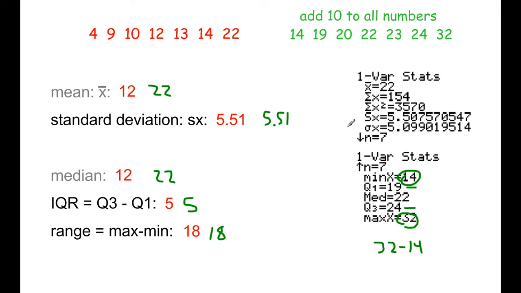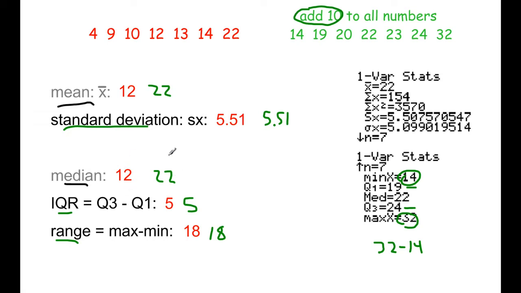So looking at this list, when we add the same thing to every number, the standard deviation, the interquartile range, and the range do not change. They stay the same. However, the mean and median changed. In fact, the mean went up by 10, so did the median. That happened because we added 10 to everything, so the average should go up by 10, and we added 10 to the middle number, so the middle number should go up by 10.